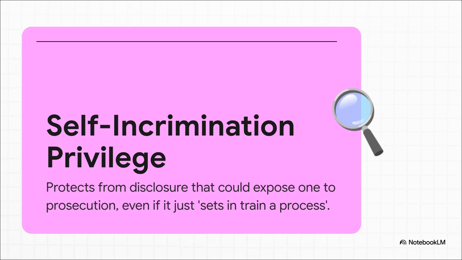A document doesn't have to be a smoking gun confession. Thanks to the case of Rank Film, we know the shield applies if the document could simply set in train a process of inquiry that might lead to a penalty for your client. It protects against that very first link in a potential chain of incrimination.